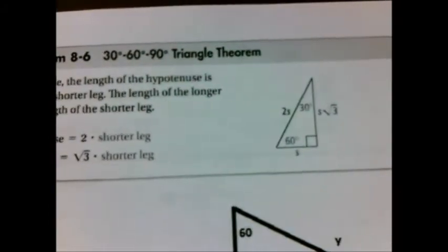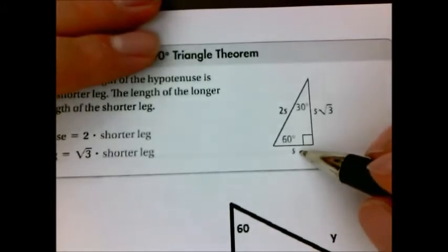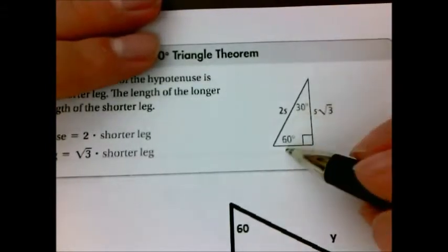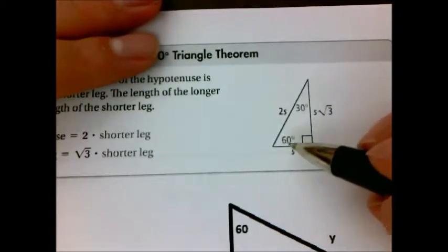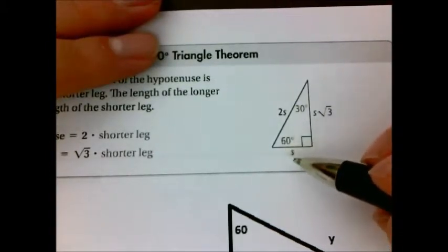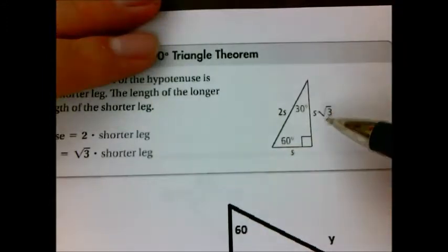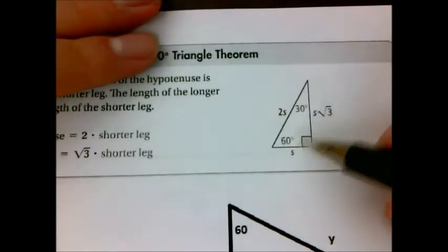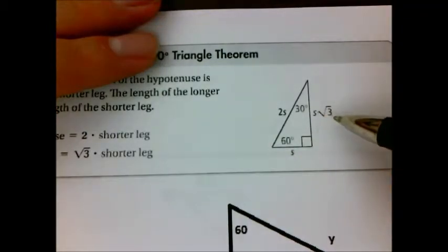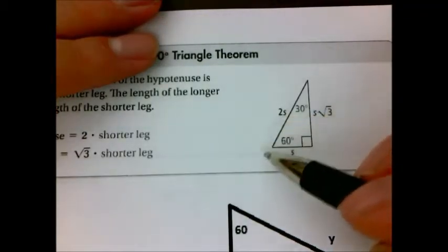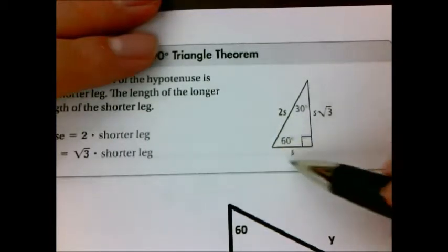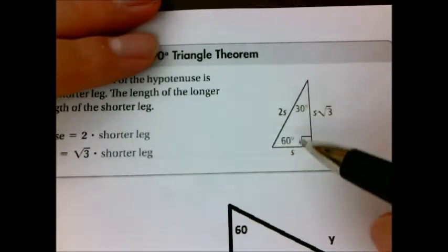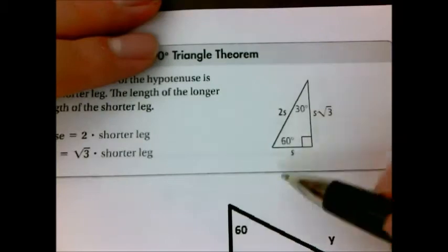What it is is that the shortest leg, the smallest leg, the leg that is across from a 30-degree angle, is what we're basing everything off of. This side right here, the longer leg, is the shorter leg times square root of 3. And then the hypotenuse is 2 times this thing right here, s. So 2 times s. So this is what we're going to use to try to figure out different leg lengths.